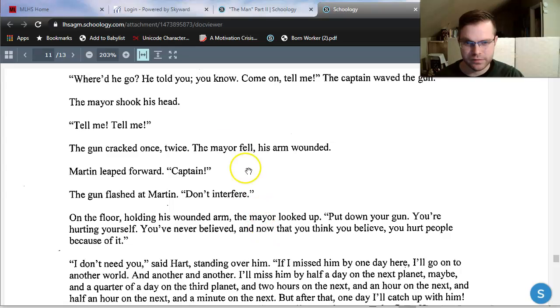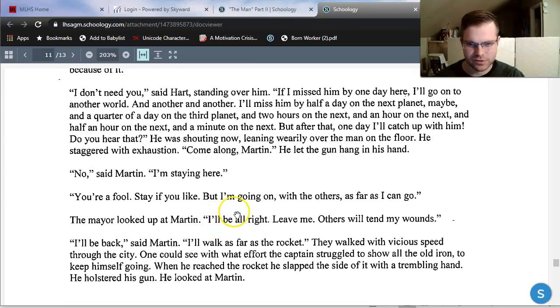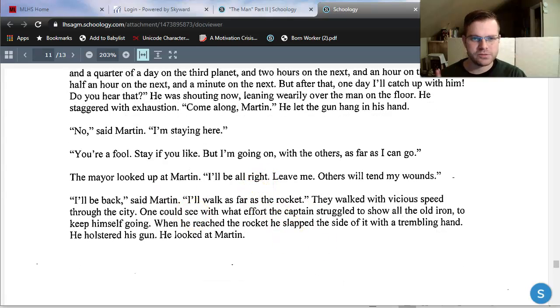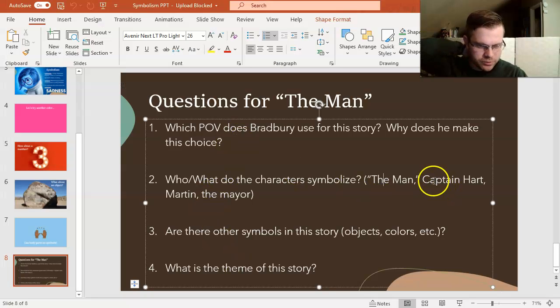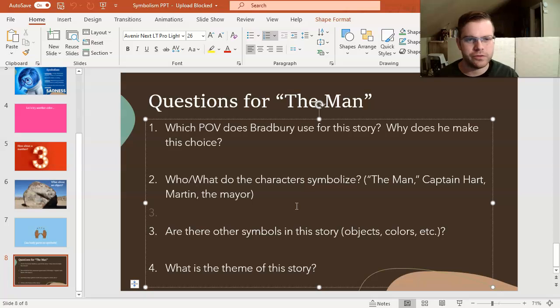Hart does shoot the mayor in order to try to get closer to the man. Obviously, it doesn't work, and then Hart turns away. But notice all those details that tie the man to being Jesus Christ himself. Now, that's where we get to look at the other characters too. So who does Captain Hart, who does Martin, who does the mayor symbolize? As far as all three of them, they represent different approaches to faith.